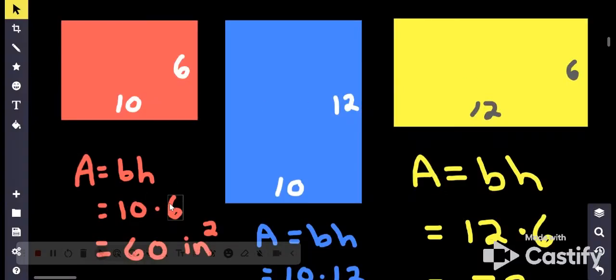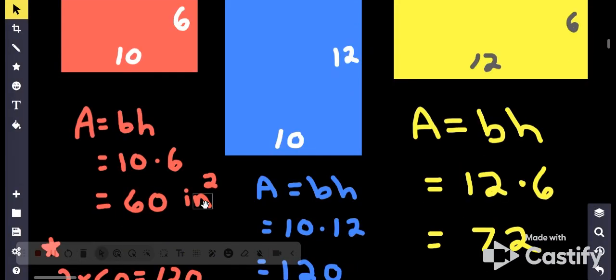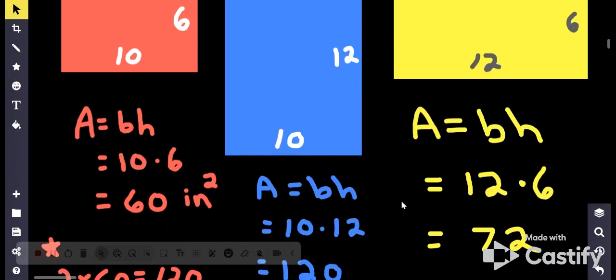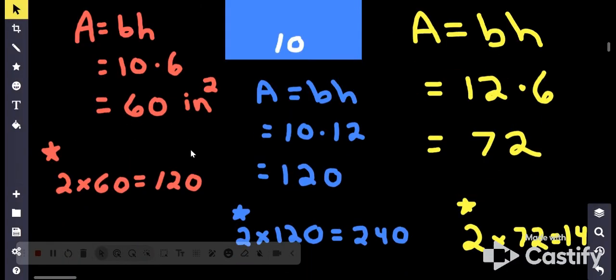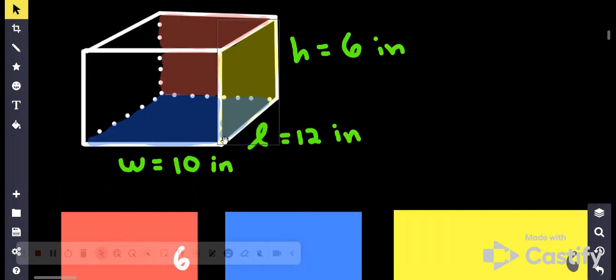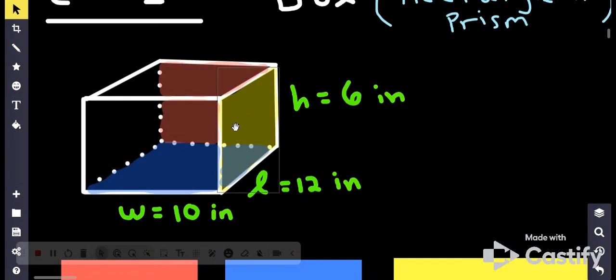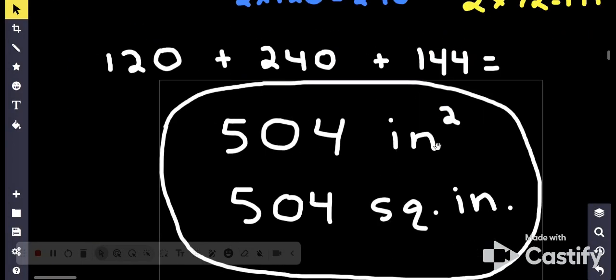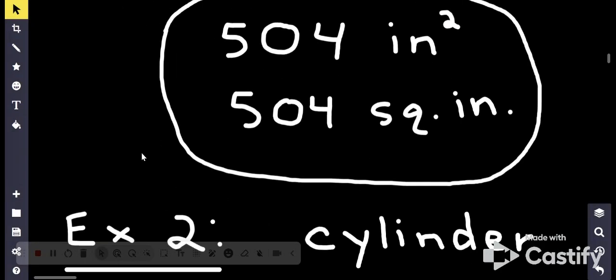So area is base times height: 10 times 6, 60 square inches. 10 times 12 is 120 square inches. And 12 times 6, 72 square inches. And we remember that it's not just one face that these are representing, but two. There's a back and a front, a left and a right, a bottom and a top. So for each of these, we need to double. 2 times 60 is 120, 2 times 120 is 240, and 2 times 72 is 144. Adding all those up, we get 504 square inches, however you prefer to label that.